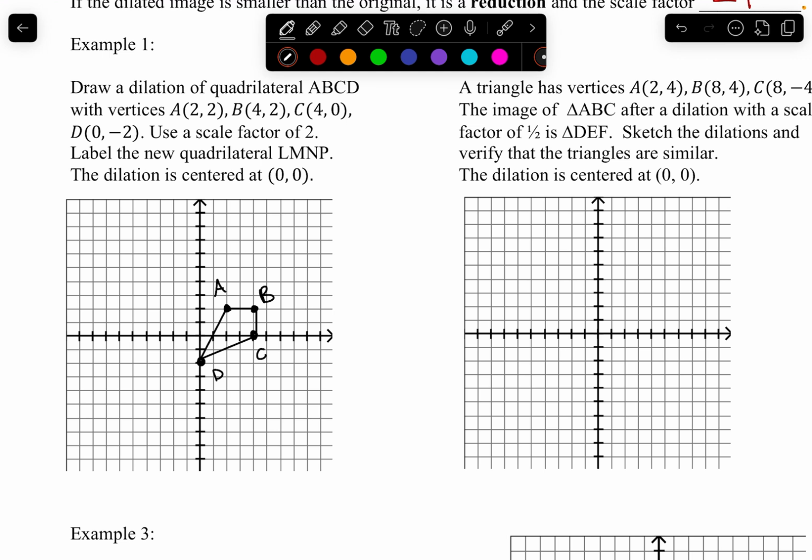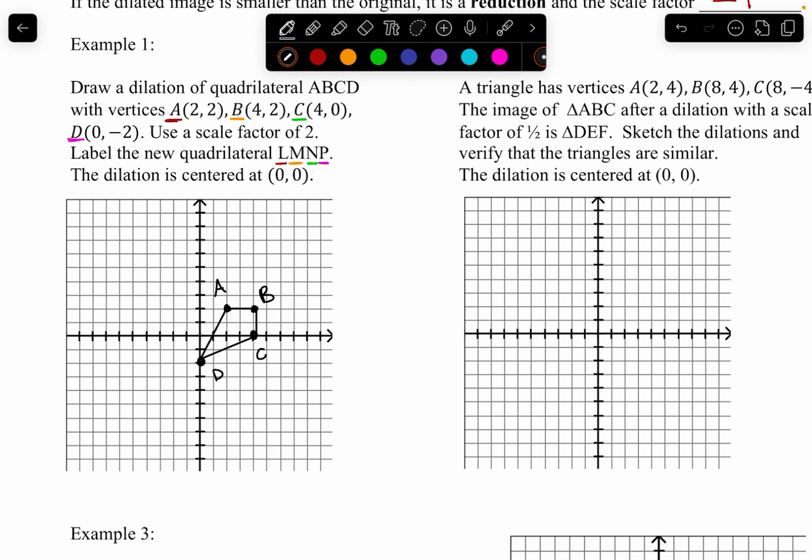When your dilation is centered at the origin, then we're lucky that we can take our scale factor and multiply both the x and the y values of our original coordinates, and that will give us the new x and y values of our new shape. So our letters are going to correspond with each other because, again, our images are similar. So I know that A is going to correspond with L, B will correspond with M, C will correspond with N, and D will correspond with P, but I'm just going to do them in the same color over here.